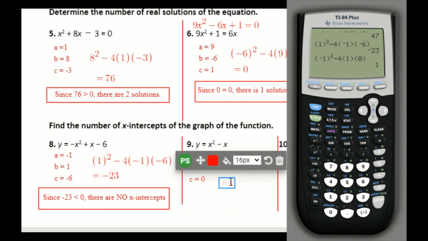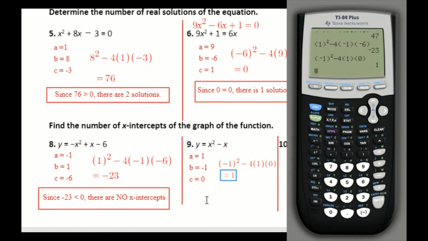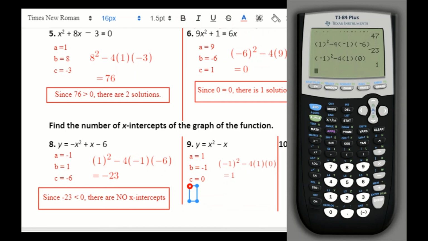Okay, so that's positive. And when your discriminant is positive, that means that you will have 2 x-intercepts. So since 1 is positive, there are 2 x-intercepts.